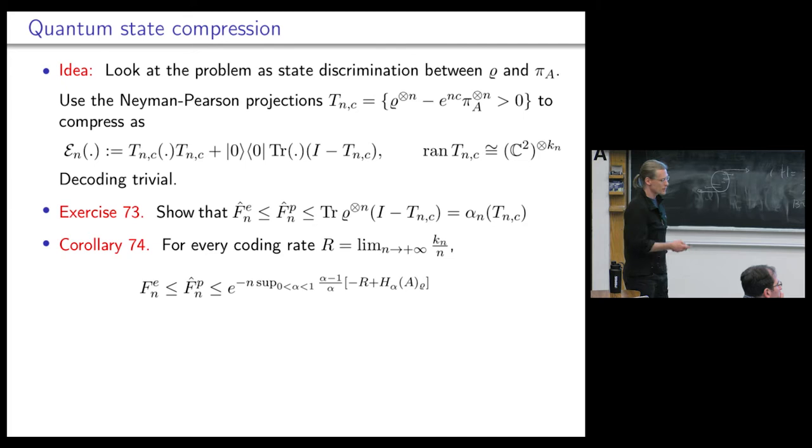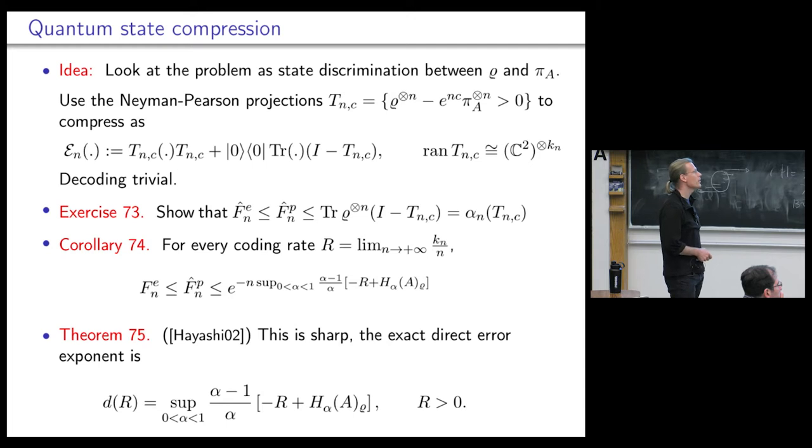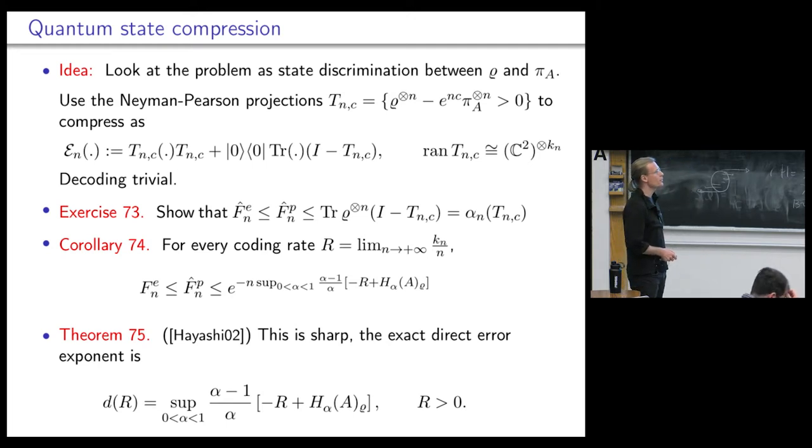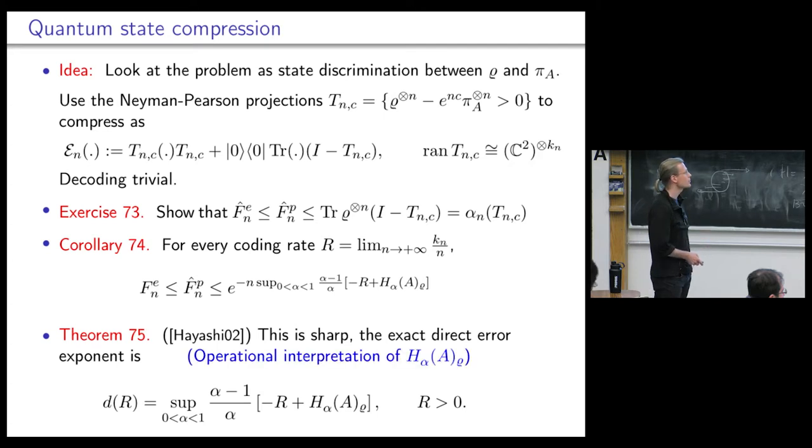And then we can use the results from the previous part, and it turns out that for every coding rate here, we get this kind of exponential upper bounds. Okay. And this is a theorem by Hayashi from 2002, that this is actually sharp. And in this case, the exact error exponent can be written in this formula, which is just a direct analog of what we have seen before for state discrimination, unsurprisingly. And instead of the Rényi divergences, we have the Rényi entropies appearing here for all alpha between 0 and 1, so we get an operational interpretation for the Rényi entropies. Very good.